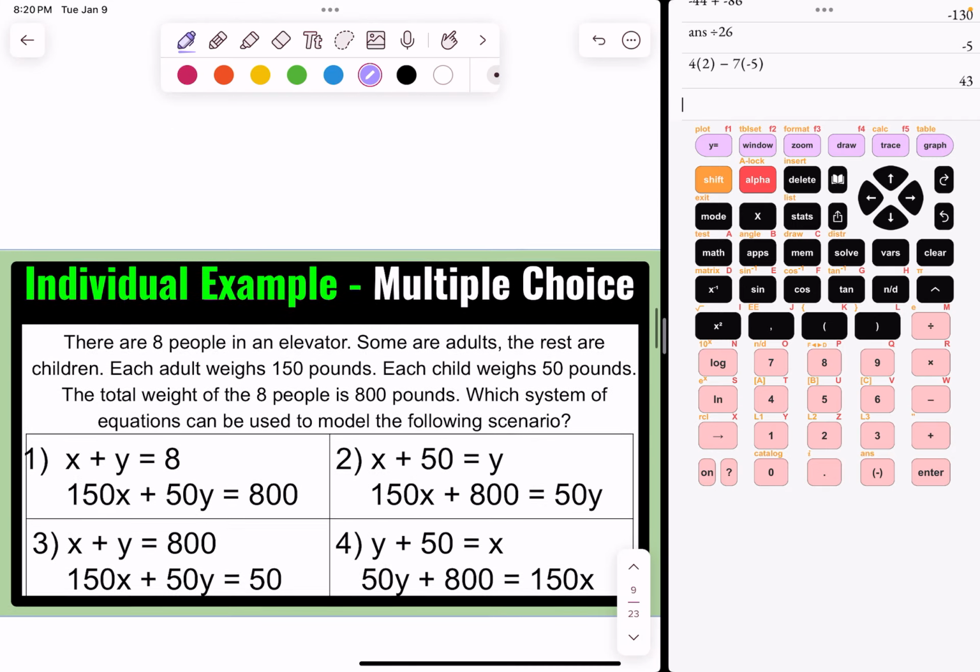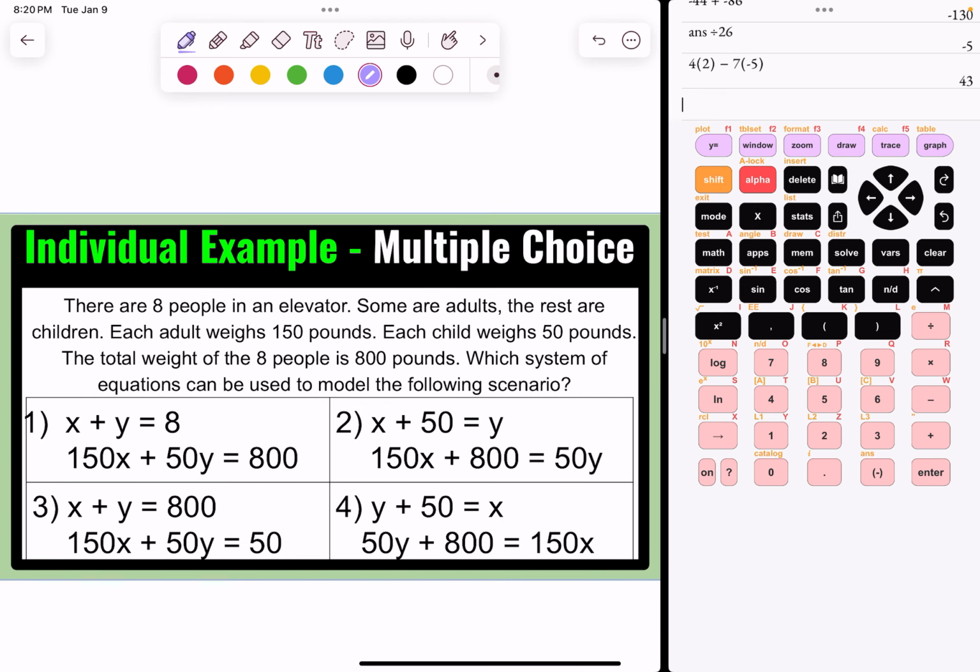All right. Pause the video and read this question and see if you can figure it out. Try the question before we go over it.